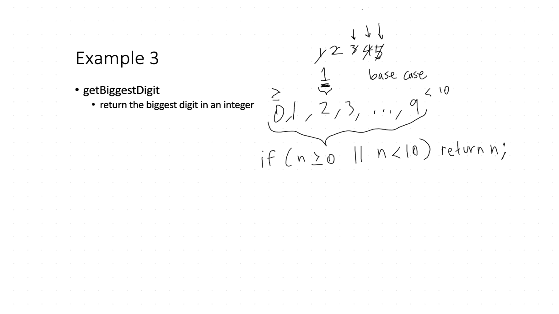Otherwise, if we don't have this, we have to think about how we might solve the larger version of the problem by turning it into a smaller problem. So I'm going to go back to the original number I was using. This is, for now, the original problem we want to solve.